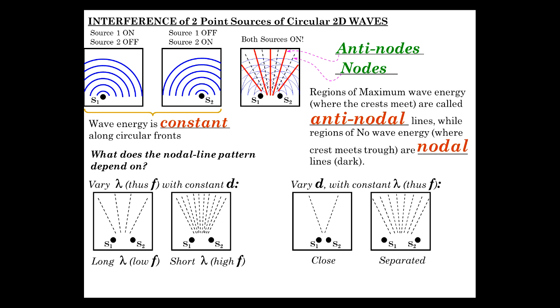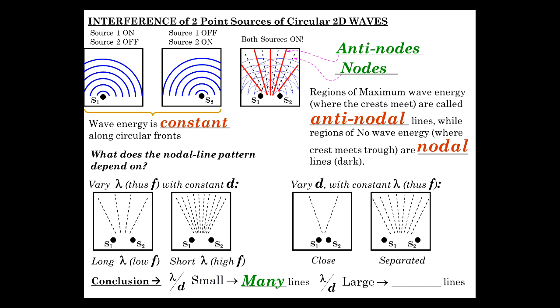All right, so that's a little bit hard to visualize at the moment, but seeing it in the ripple tank will bring that into a lot more clarity. So that is the interference pattern produced by circular waves. Conclusion: lambda over d small, you have many lines. Lambda over d large, just a few lines.